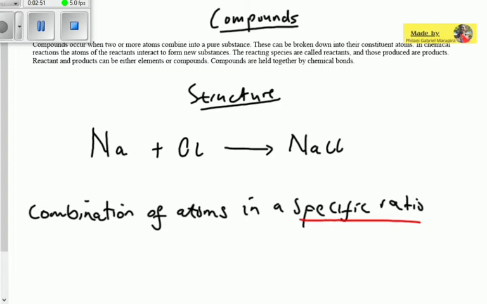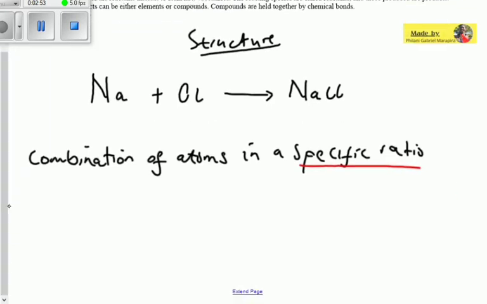That's a ratio. In this case, we have one sodium atom and one chlorine atom. You can see we've got one sodium here, one chlorine atom here, and then one sodium in the products and one chlorine atom in the products as well. So that is the basic specific ratio.